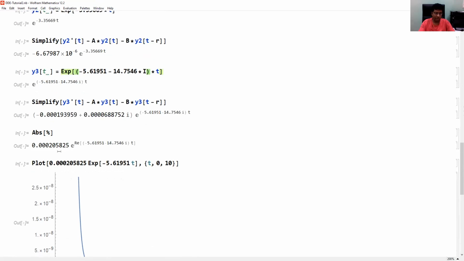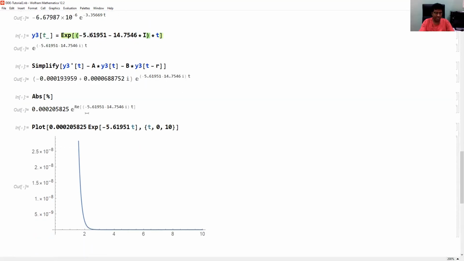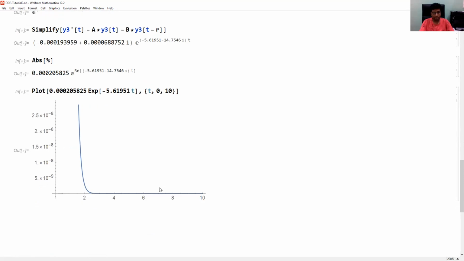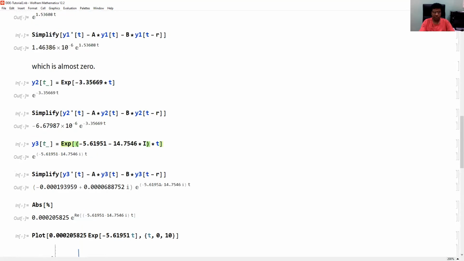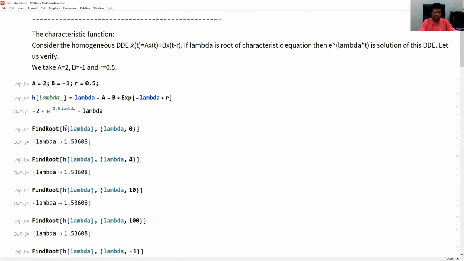Actually this is approximately of order 10 raised to -4. If we plot this error, whatever we are getting, we can see that it is tending to 0. So we verified that if lambda is a root of the characteristic equation, then e raised to lambda t is a solution of the given DDE.